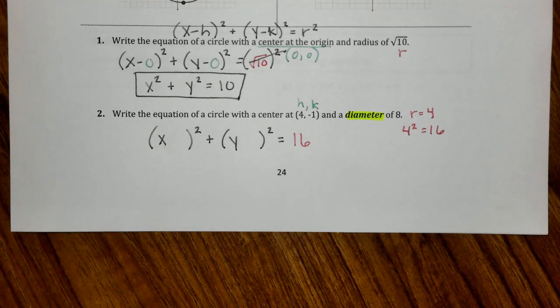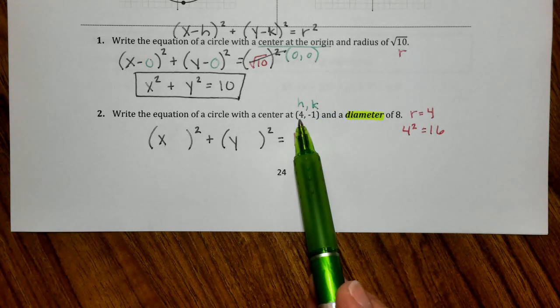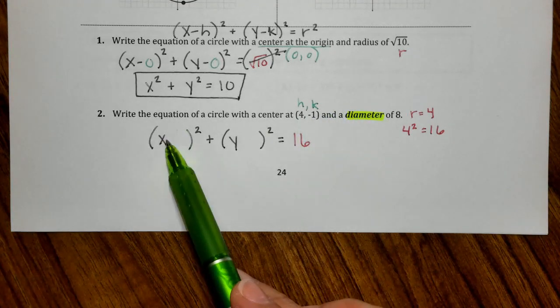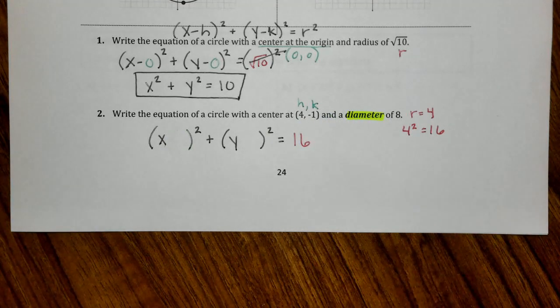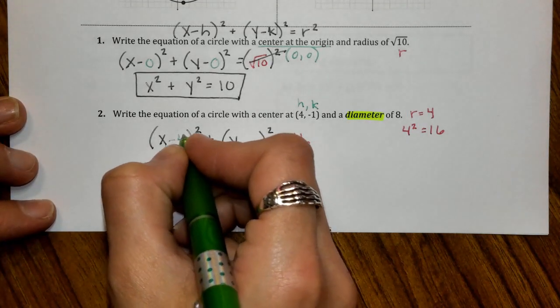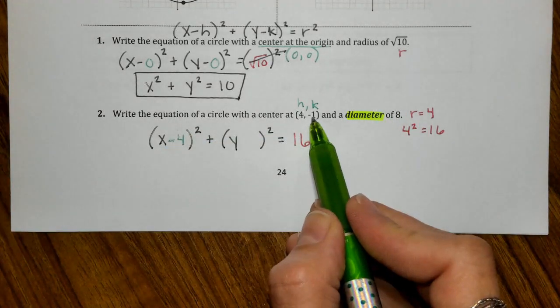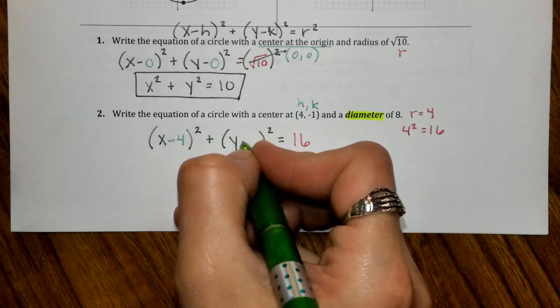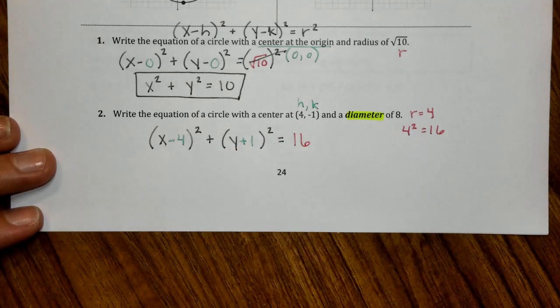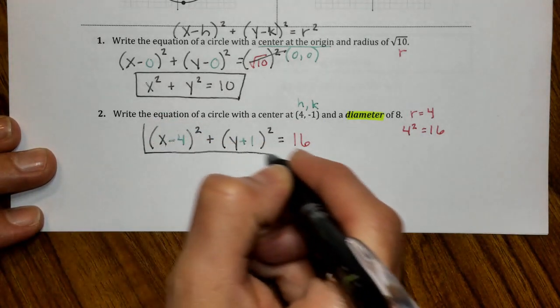With the h and the k, remembering that we need to switch whatever the sign is on the coordinates, we need to change it. So here h is a positive 4, so we want to say x minus 4. And then the k is a negative 1, so we want to make it a positive or plus 1. And there is the equation.